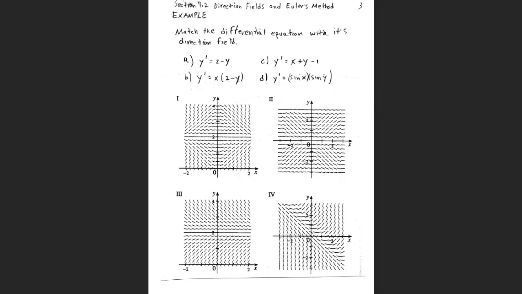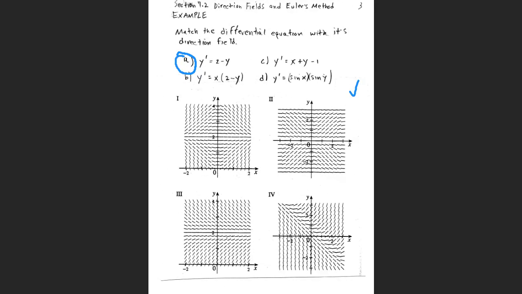Now, we have, let me get my stylus here. We have 4 differential equations and 4 pictures here, and these pictures are known as direction fields. And what direction fields are, they are graphs of tangent lines that obey the direction field. So let me just give you an example here. Let me go to the whiteboard. Let's look at this first differential equation, y prime equals 2 minus y.